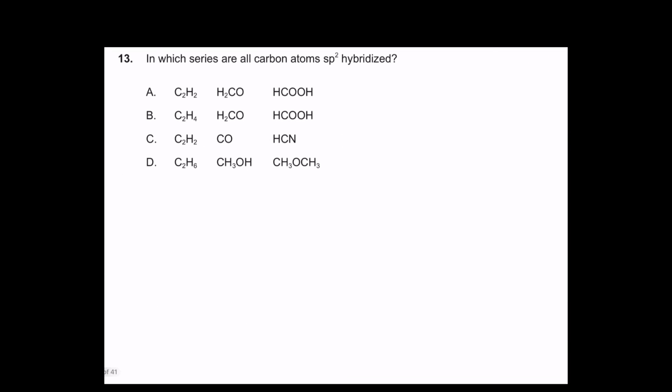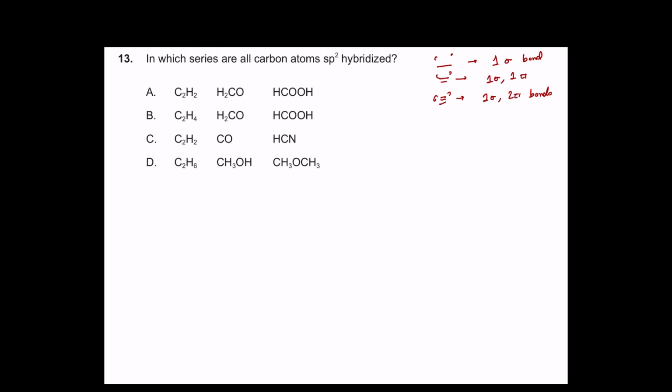And the next one: in which series are all carbon atoms sp2 hybridized? So how to identify sp2, sp3 and sp hybridized? Firstly, a single bond contains one sigma bond. A double bond contains one sigma bond and one pi bond. And a triple bond contains one sigma and two pi bonds.